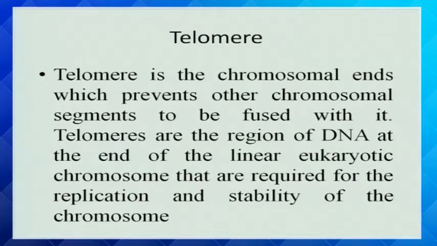And let's look at the telomere also. It is the chromosomal end, which prevents other chromosomal segments from being fused with it. They are the region of DNA at the end of linear eukaryotic chromosomes. They are also required for replication and stability of a chromosome. So telomeres are the tail end of each chromosome.